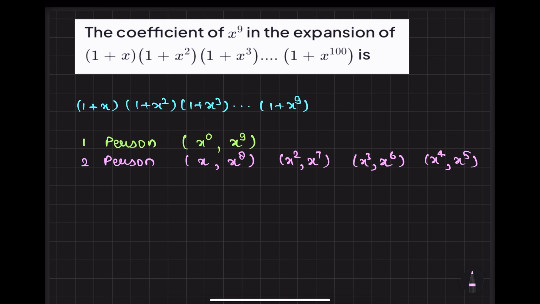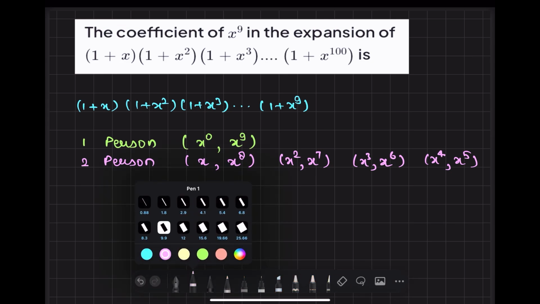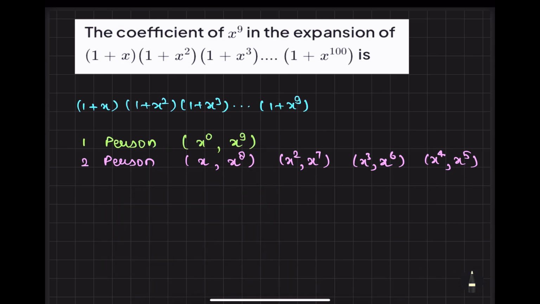Now you cannot organize a fight, because now you will be writing x to the power 5, x to the power 4. So it is the same thing, no? A is fighting with B or B is fighting with A, same thing. Okay, so I feel that the fight between two persons is done. Okay, now think about a fight between three persons.